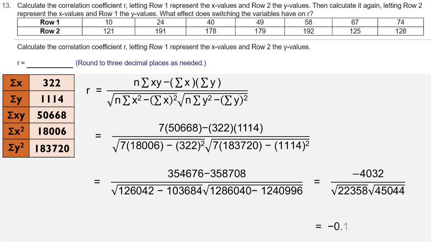When we plug that into our calculator, we get negative 0.1270531897, which rounded to 3 decimal places gives us a correlation coefficient of negative 0.127.